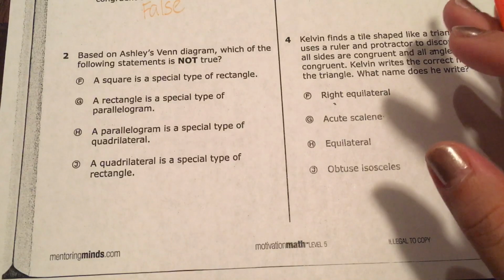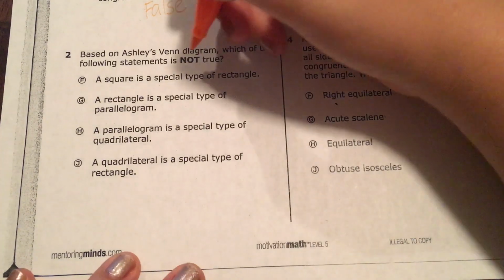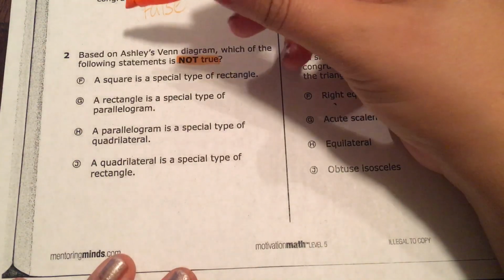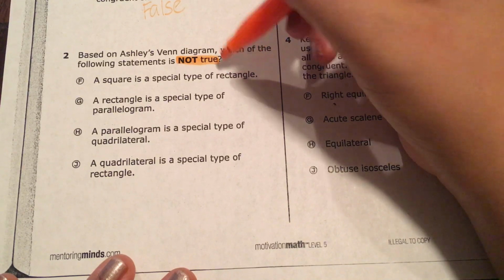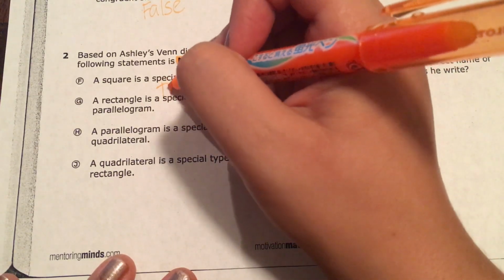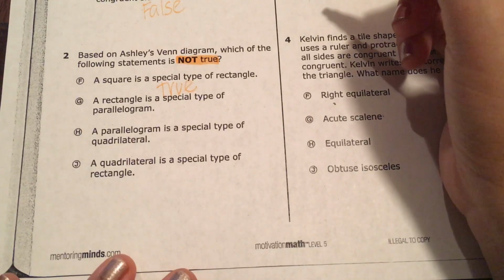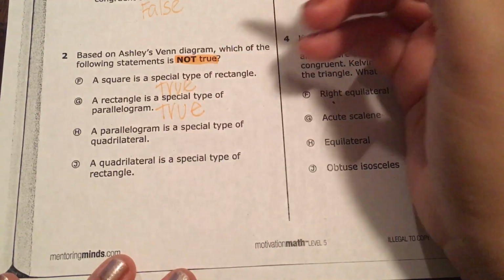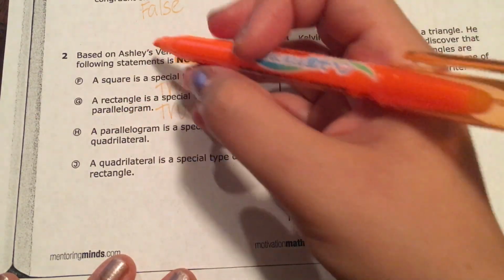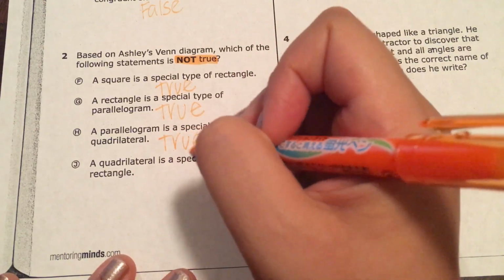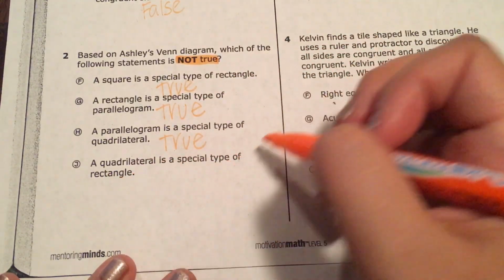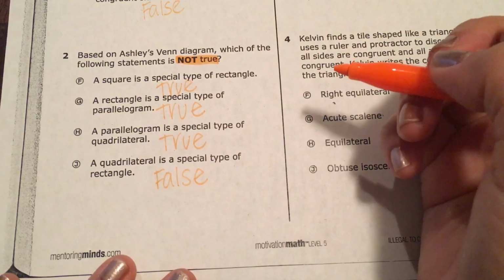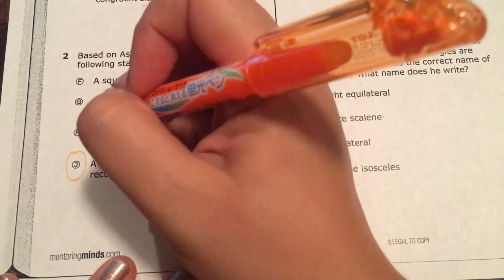Okay, number two. Based on the Venn diagram, which of the following is, this time we're looking for the one that's not true. Okay, so a square is a special type of rectangle. That is true. A rectangle is a special type of parallelogram. That is also true. A parallelogram is a special type of quadrilateral. That is also true. And a quadrilateral is a special type of rectangle. And this one is the one that is false. So J is your answer.